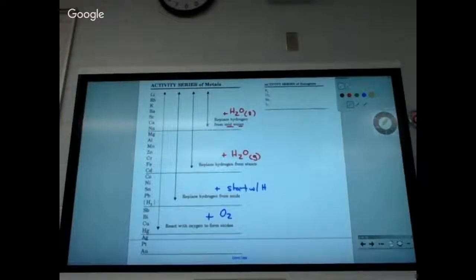Okay, you see the activity series? You see where it says replace hydrogen from cold water? Y'all just got to write the little colored part. Because it's not going to say replace hydrogen from cold water. This is what you're going to see.